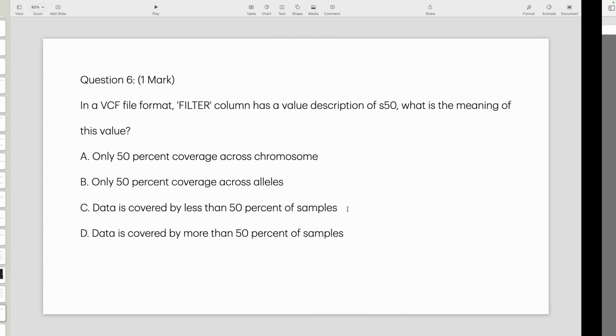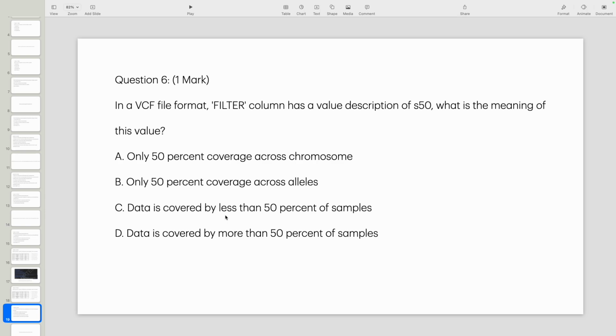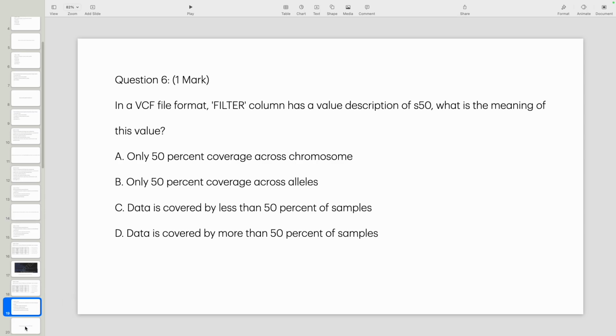So the correct option for this would be the data is covered by less than 50% of the samples. So it means that less than 50% of reads in that particular portion have that quality of 10, or any other quality that might be assigned. So less than 50% means the rest are above the threshold? It is present in less than 50% of the population, so that data might not be good. Okay, fine.